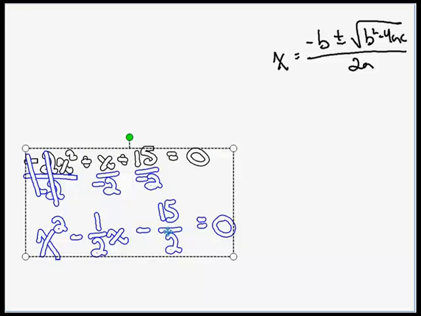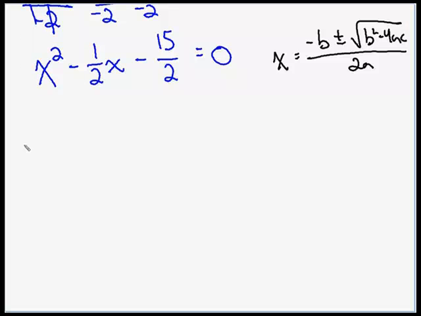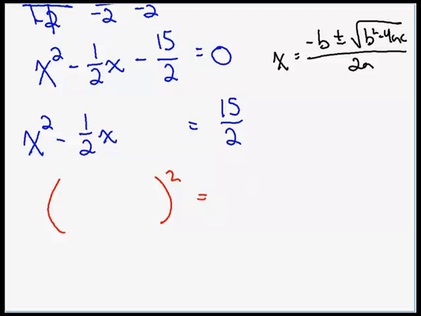And I want to get that negative 15 halves to the other side to leave myself my little opening. So x squared minus a half x, leave a gap. 15 halves jumps over here and becomes a positive 15 halves. And now I know this is going to set up and become a perfect binomial squared.